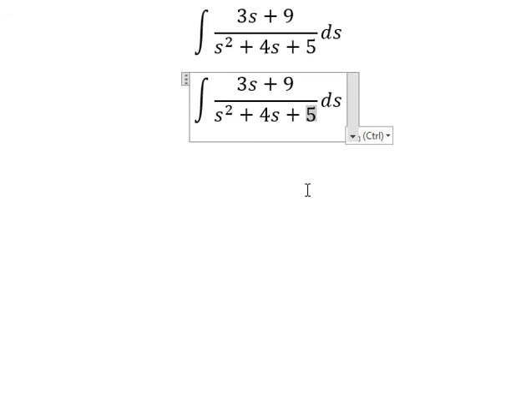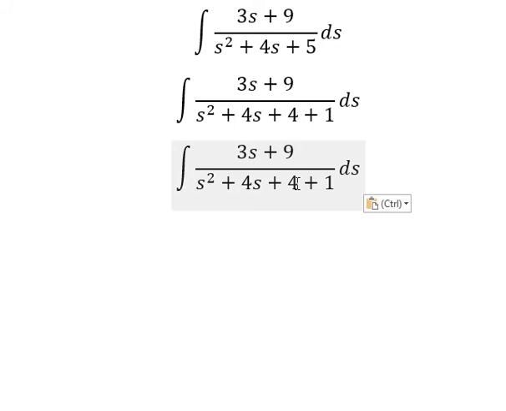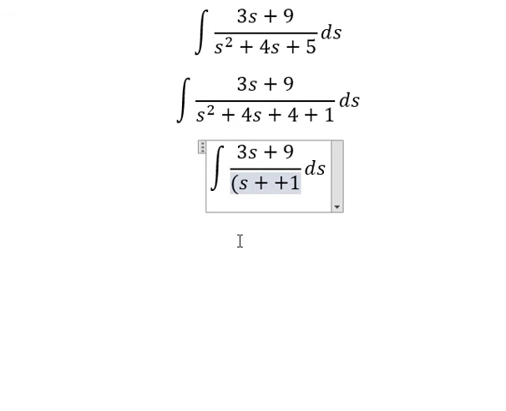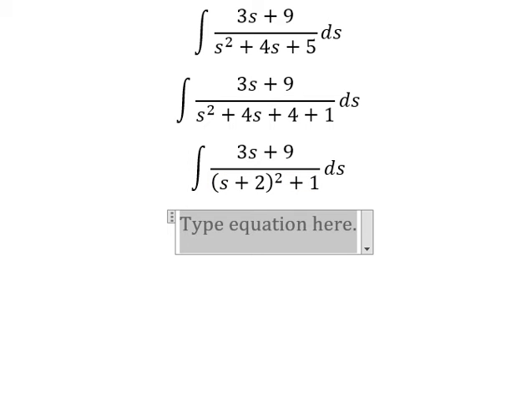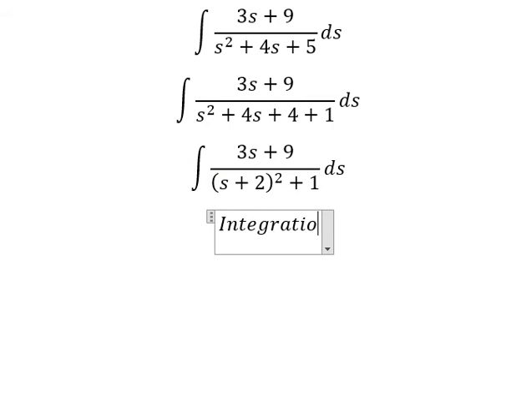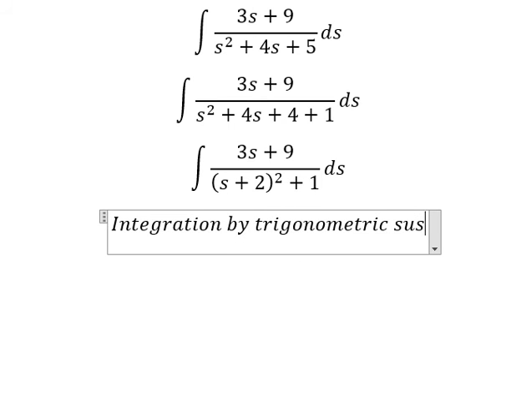About number 5, we have 4 plus 1. So this one, that is about identity. So we have h plus 2 to the power of 2. Next, we need to use integration by trigonometric substitution.